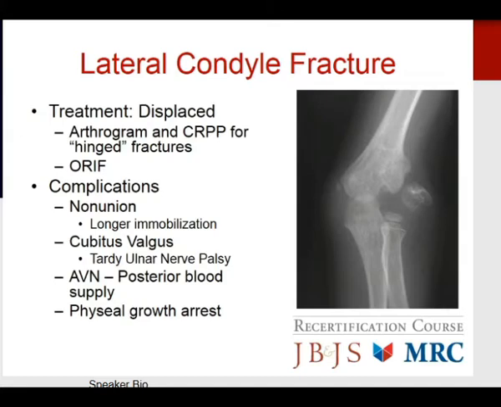Another very commonly tested concept is the blood supply to the capitellum, which arises posteriorly. For this reason, you want to limit your dissection posteriorly to avoid the risk of avascular necrosis. Physeal growth arrest is also a potential complication.